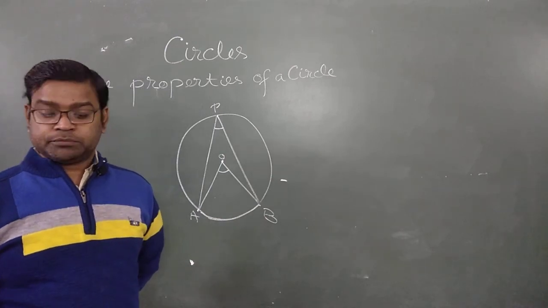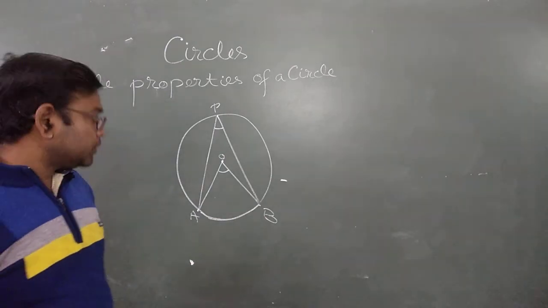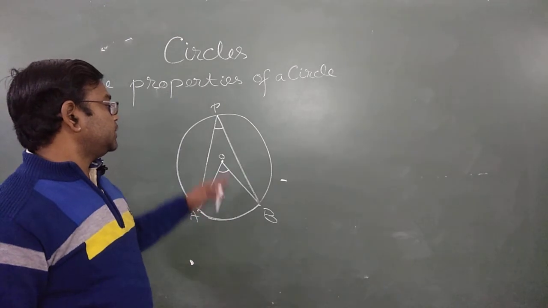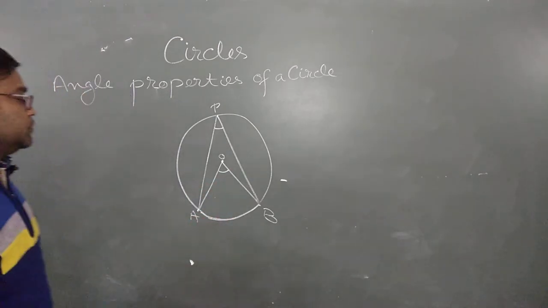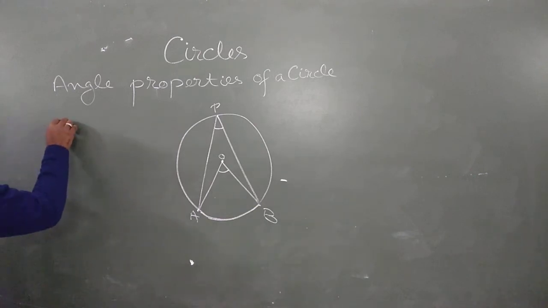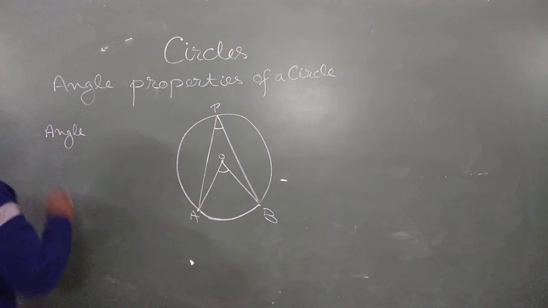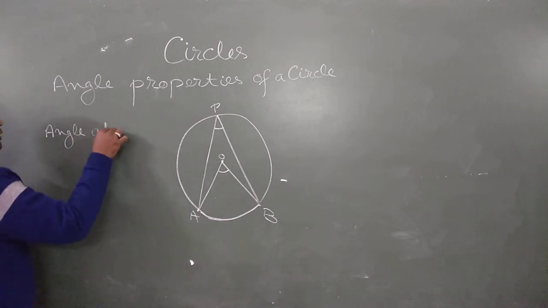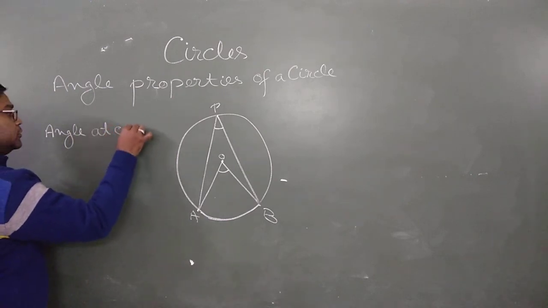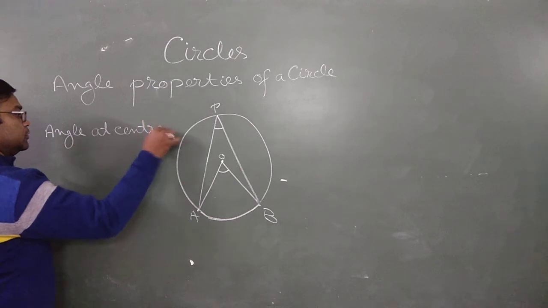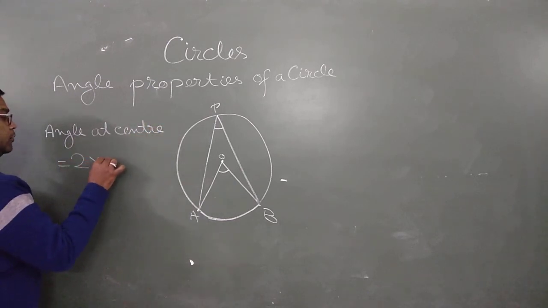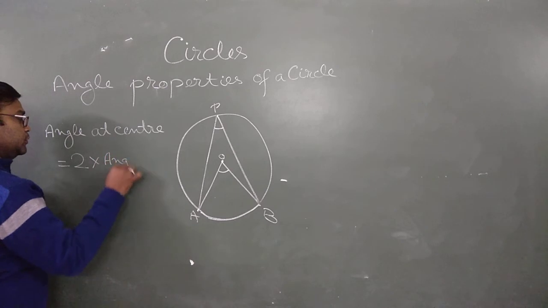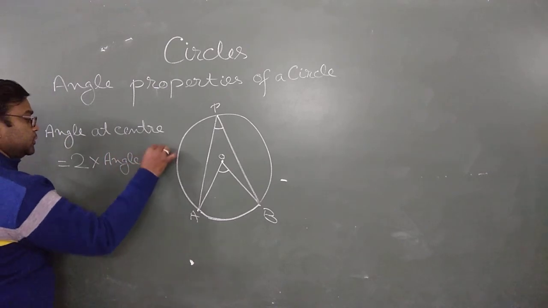So there are some theorems, some observations. They say that there is a relationship between these two angles. It means what? Always remember that the angle at center is always equal to 2 times the angle at circumference.